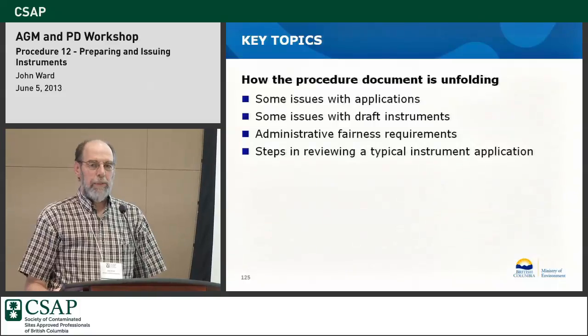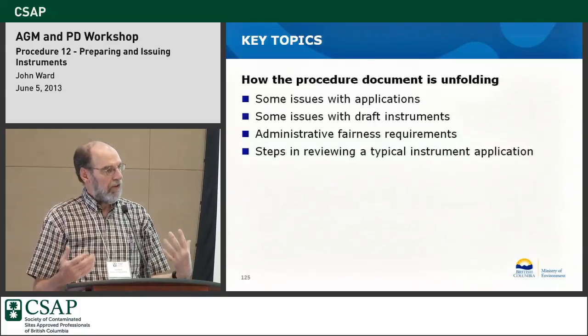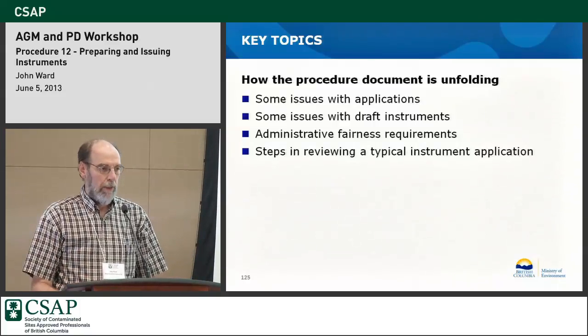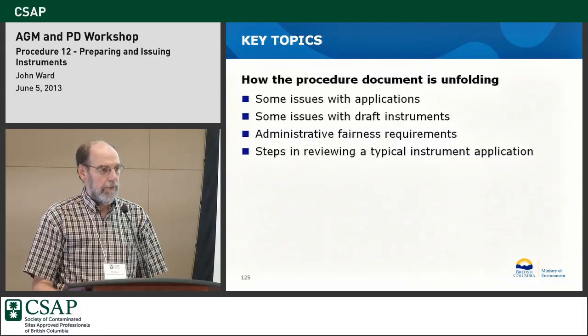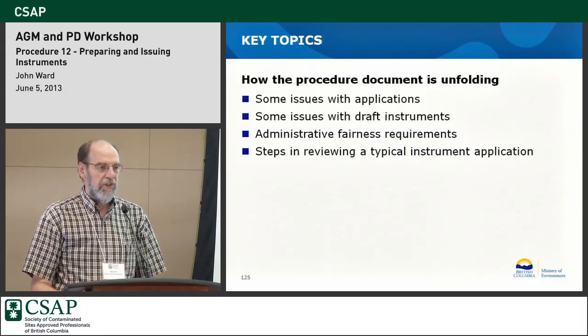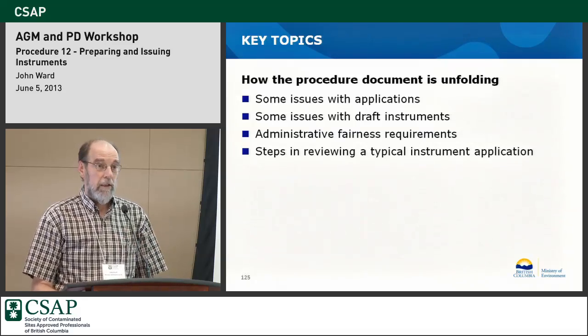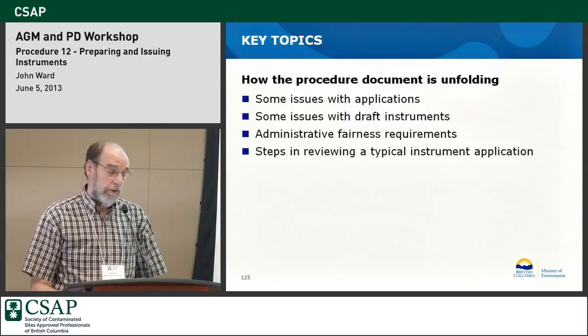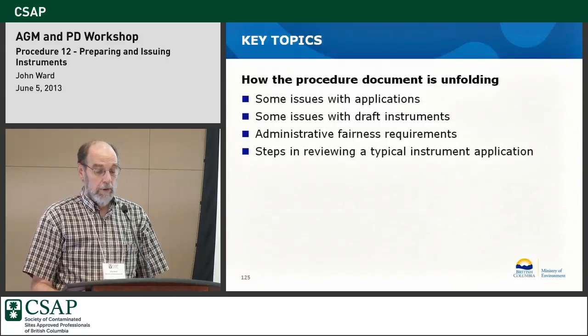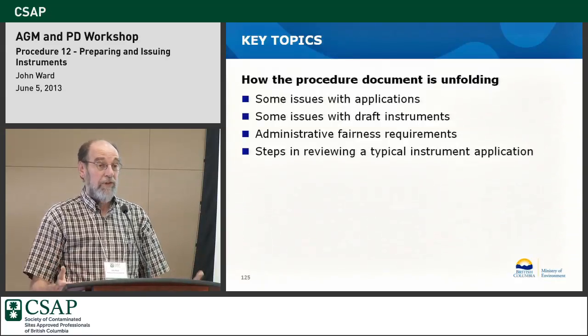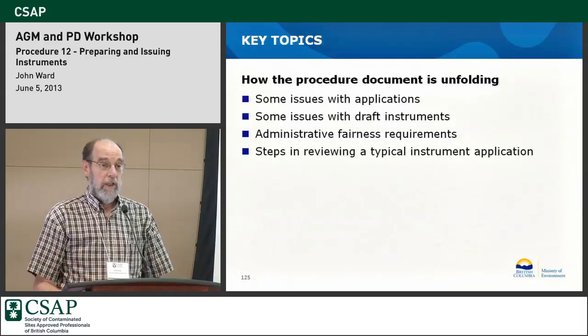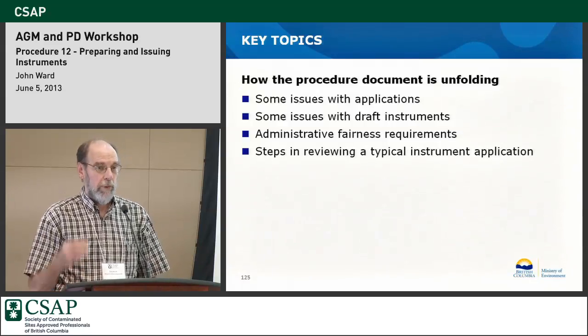So some issues with the applications themselves, the application packages, some issues that have come up with the draft instruments themselves. Something called administrative fairness. It's also called procedural fairness. And I wouldn't be surprised if a lot of you have never heard of this before, but it's very important in the world of a government official who's delegated some responsibilities under legislation. And then I want to give you some idea of what happens when I review a draft instrument, just so you know what's going in my head.